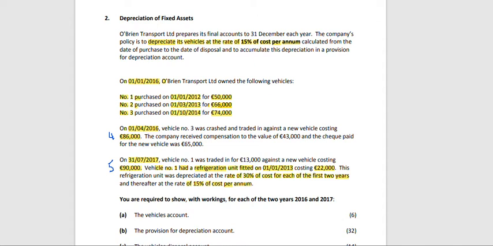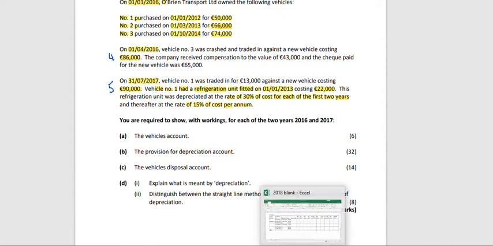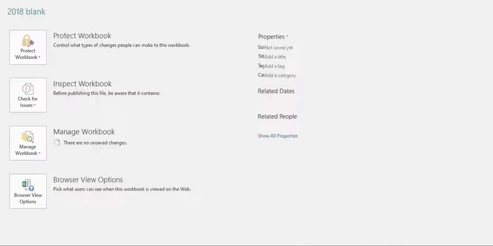We are asked to do the vehicles account, the depreciation account, the disposal account, and a bit of theory. So we're going to do that, but first we're going to do a table of workings. I've filled part of it in so far. I've filled in the purchased on column and the disposed on column, and I've also filled in the cost column. Now, the ones we owned prior to 2016, so the first 3 plus the refrigeration unit, we can add these up.